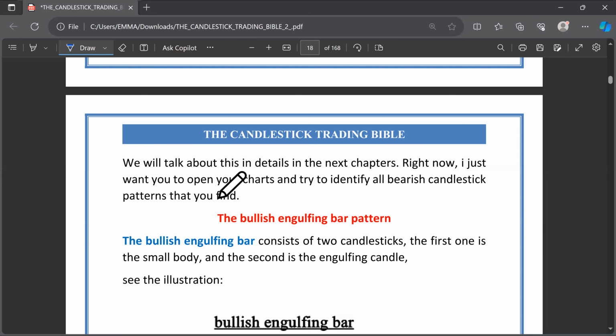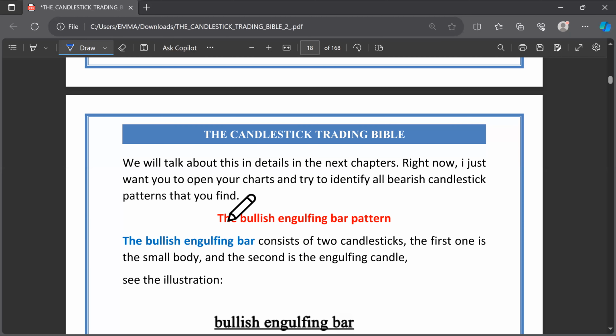Or better, you don't even have to sign up. I don't want you to go ahead of us and then get confused. You can even just Google, search for bullish engulfing bar patterns or bearish engulfing bar patterns, and you see all this information there. So that is it.